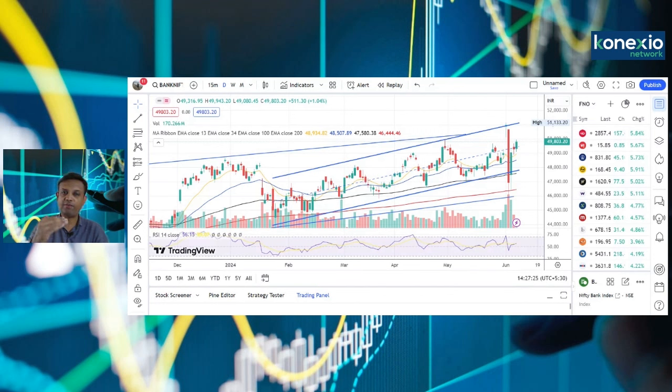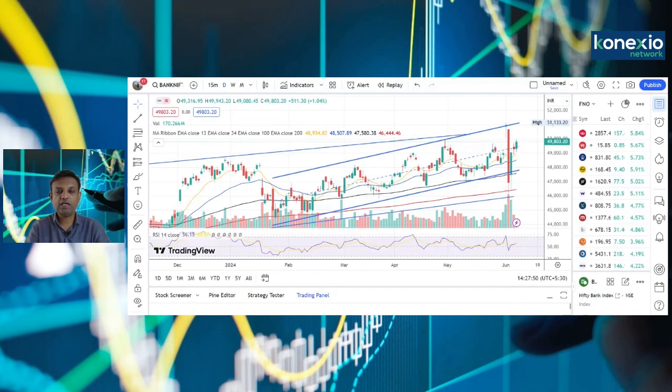Say for example, if it breaks the high of the 30 minutes or 45 minutes range, then one should go long. If it breaks the low of the 30 minutes or 45 minutes range, then one should go short. This should be the strategy used, because last week we have seen highly volatile trading sessions, and this volatility could be carried forward in the coming week also.